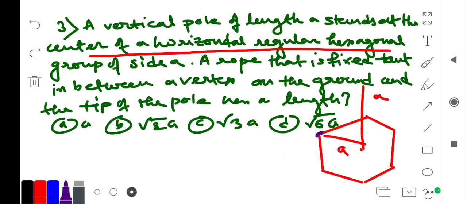Okay. And on the ground and tip of the pole, this is. So we have to use this value.